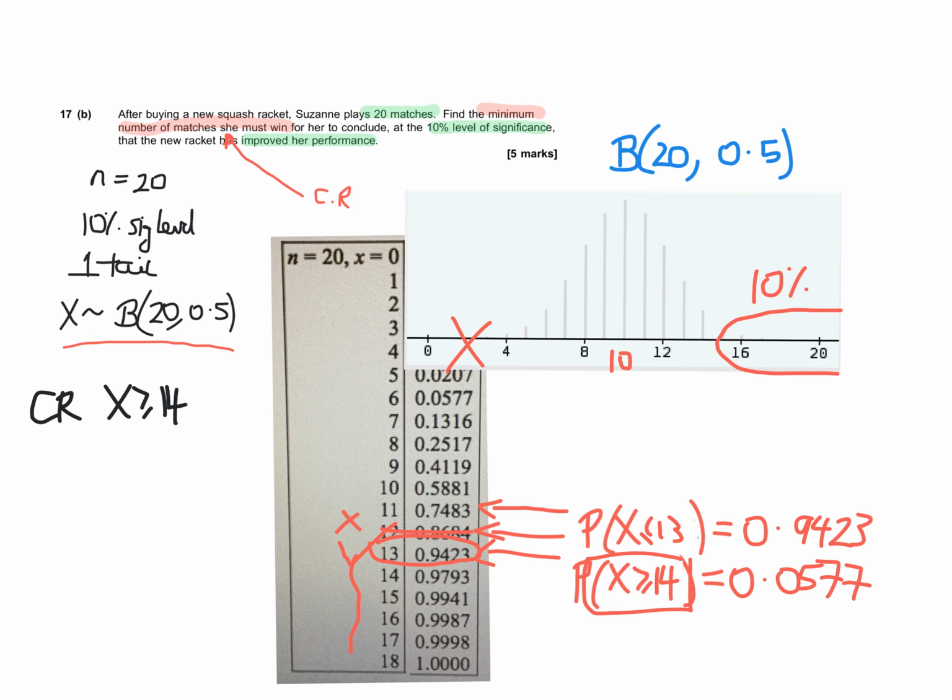Now let's read the question again. Find the minimum number of matches she must win for her to conclude that her performance has improved. Well, she's got to win greater than or equal to 14, so therefore the minimum that she can win to claim that she's improved is 14. And we're finished. And it's important to note that this question didn't need a full hypothesis test. They only wanted to know the minimum number of matches to win, so we didn't have to write out all our hypotheses, H0, H1. There's no conclusion to write because we don't know actually how many she did win out of 20. It's purely about finding that critical region by looking in the tables.